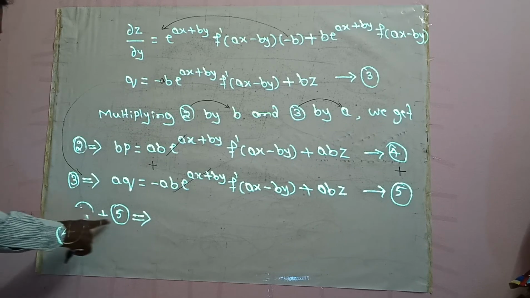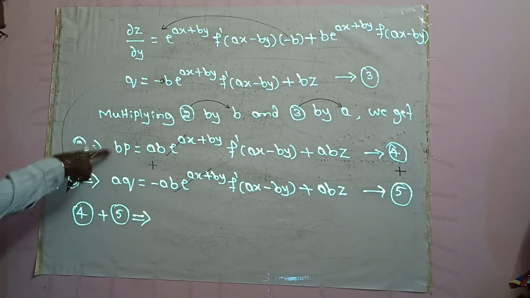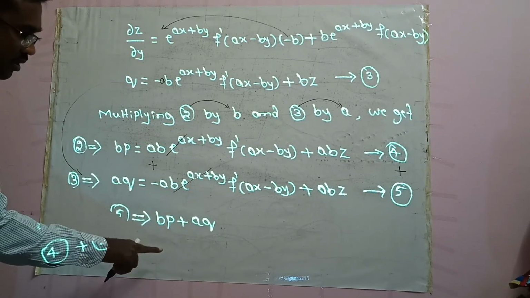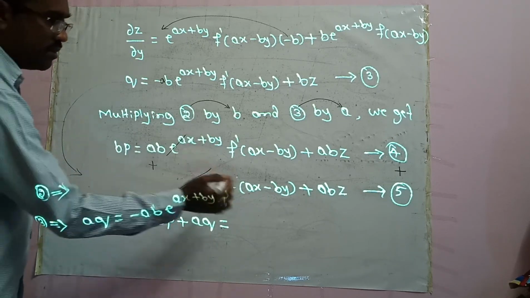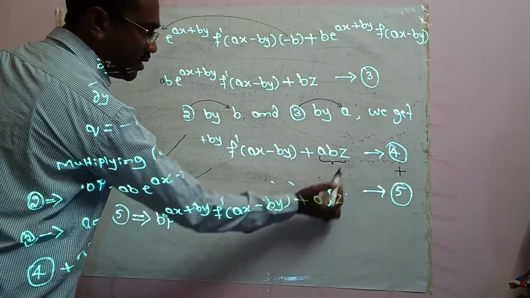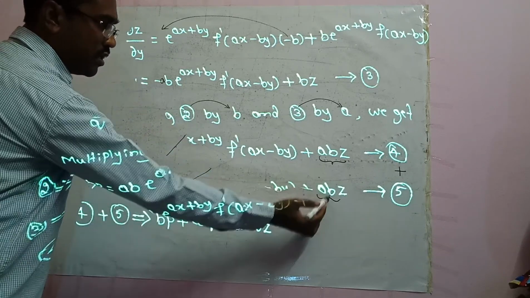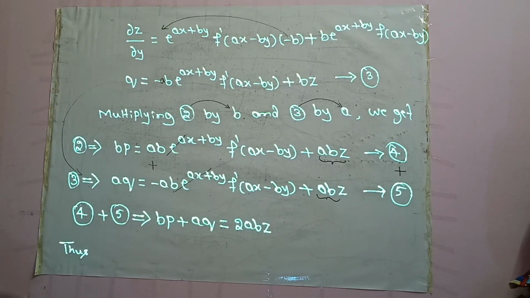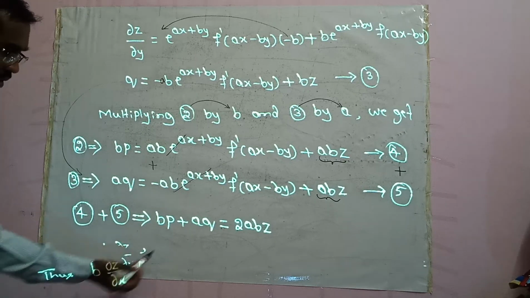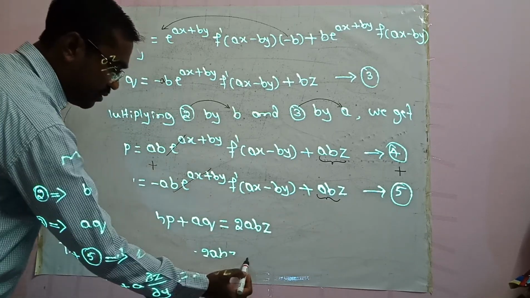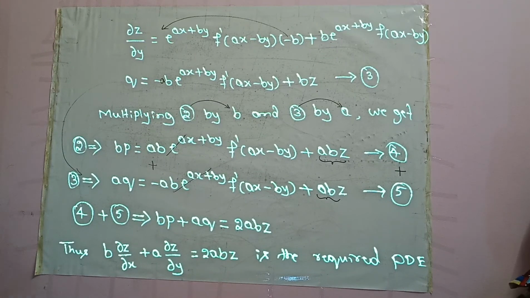So we write 4 plus 5 implies. Let us add now. LHS plus LHS, bp plus aq is equal to, this term will get cancelled. What you get? abz plus abz is 2 times abz. So therefore, b dou z by dou x plus a dou z by dou y is equal to 2abz, which is the required PDE. So this completes the problem.